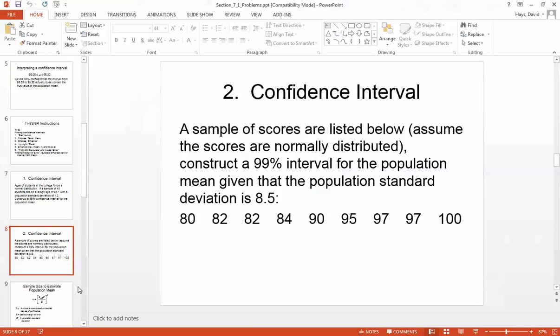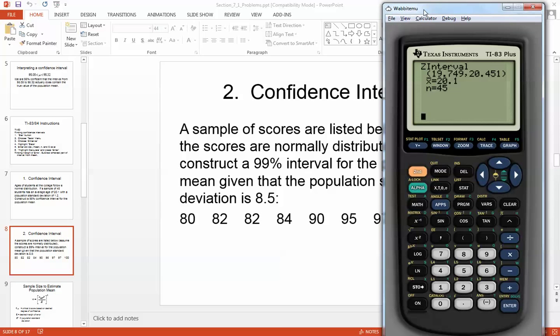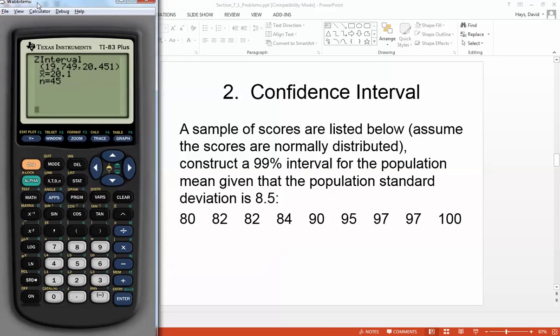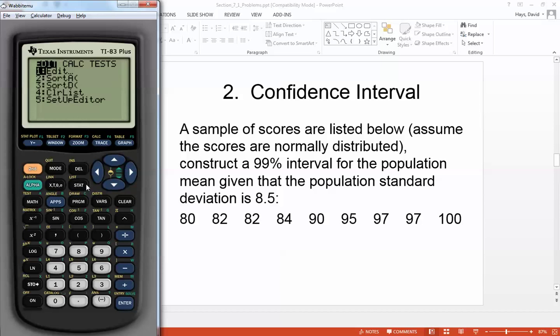Well, when you're given raw data like this, you first want to input that into your calculator. So I'm going to go into my stat, and I'll go into my edit. So do enter on edit. I got some data here, so I'll delete to clean those out. There's faster ways of doing that, but that's the safest way. Now we'll enter our data. So we got 80, 82, 82, 84, 90, 95, 97, 97, 100.